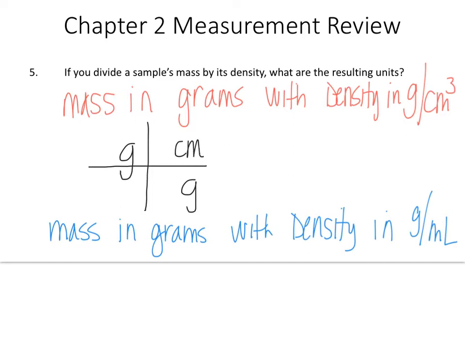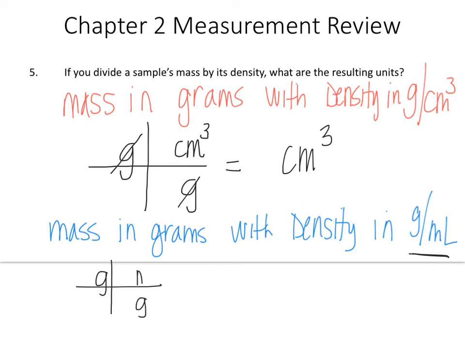So if we're doing grams per centimeter cubed, it would look like that. Okay, so of course when we did that and we canceled out, then we would get a unit of centimeter cubed. If you were doing that with grams per milliliter, it would look very much the same, except it would be milliliters instead of centimeters cubed. So of course what would be left would be milliliters.